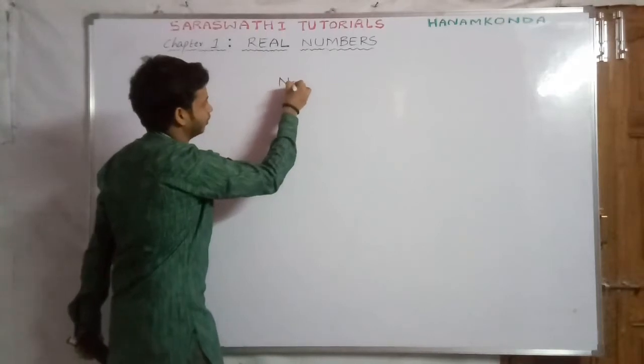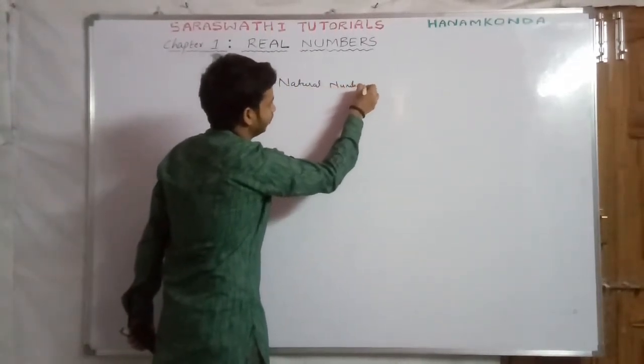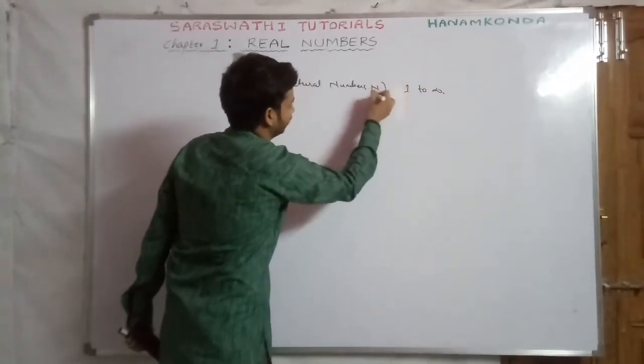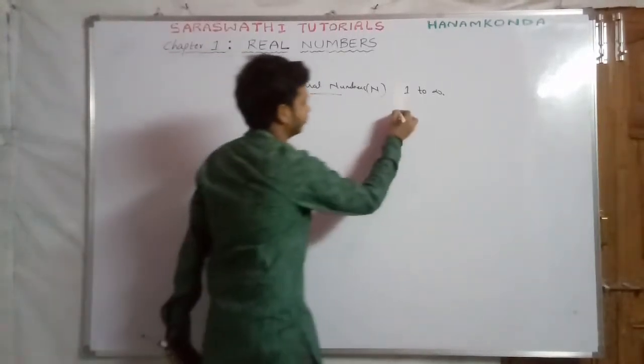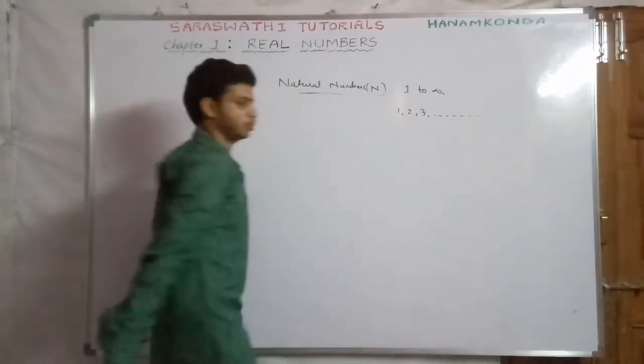So first, natural numbers. The numbers from 1 to infinity are said to be the natural numbers, denoted by N. For example, 1, 2, 3, 4, 5, 6, and so on are said to be the natural numbers.